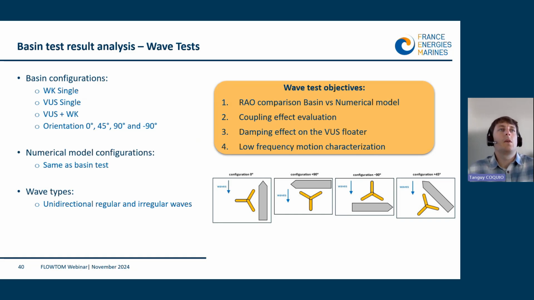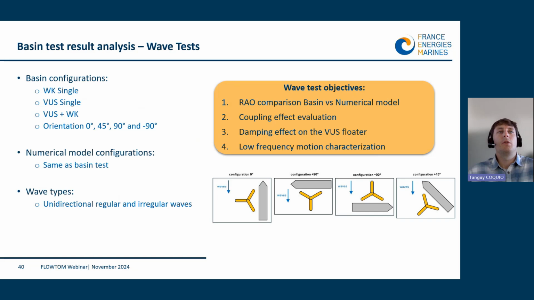In this basin wave test, we looked at several configurations. The first one is the vessel single. The second one is the semi-submersible single. We also looked at both bodies together, where, as we will see, there will be a coupling effect between these two bodies. And we looked at different orientations: 0 degrees, 45 degrees, 90 degrees, and minus 90 degrees. I will omit the 45 degrees comparison in this webinar.